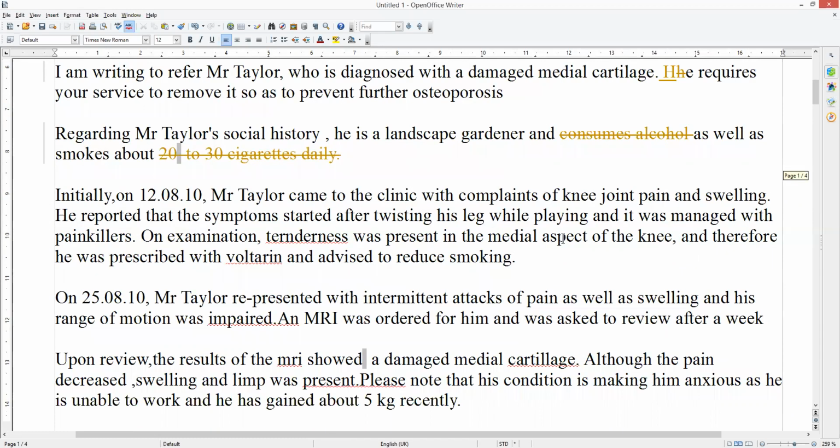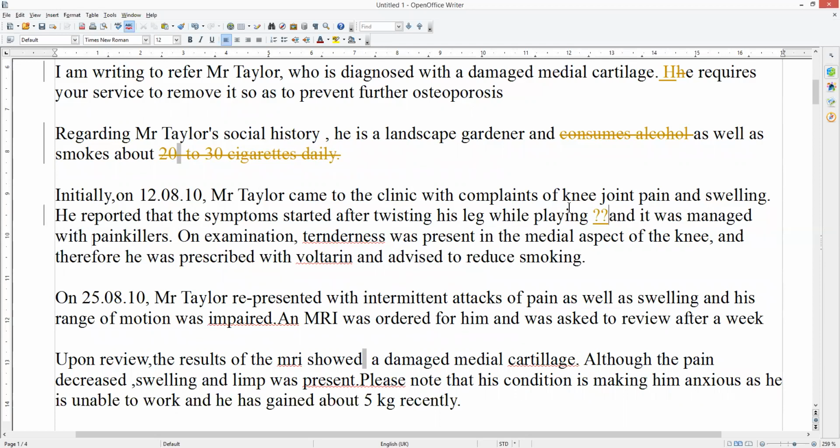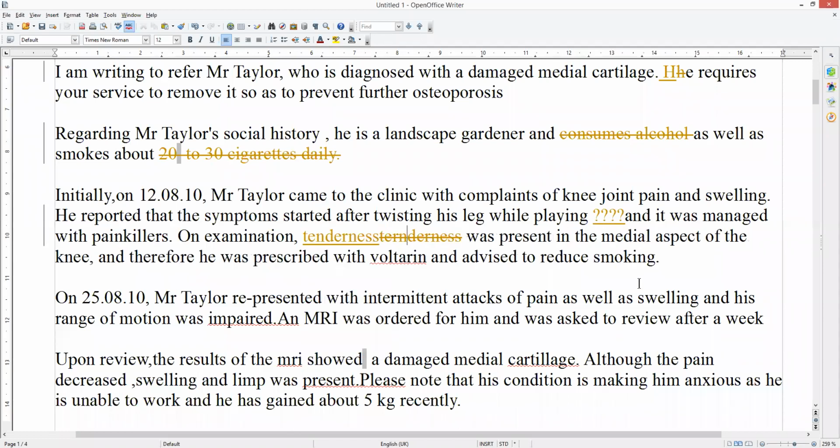Mr. Taylor came to a clinic with complaints of knee joint pain and swelling. He reported symptoms stuck with his leg while playing, I think it was football. I don't know. It was managed with painkillers. On the examination, tenderness was present in the medial aspect of the knee. Therefore, he was prescribed Voltaren and advised to reduce smoking.